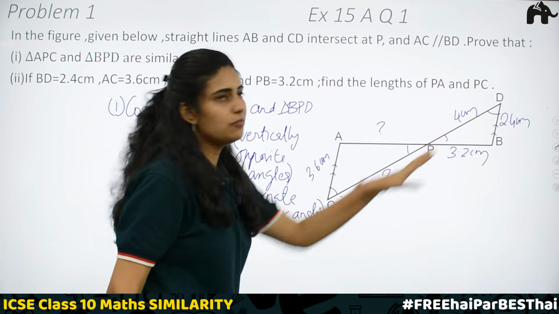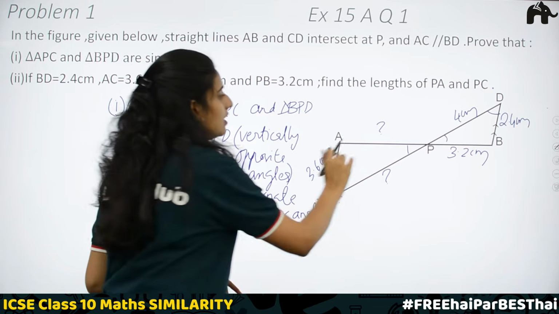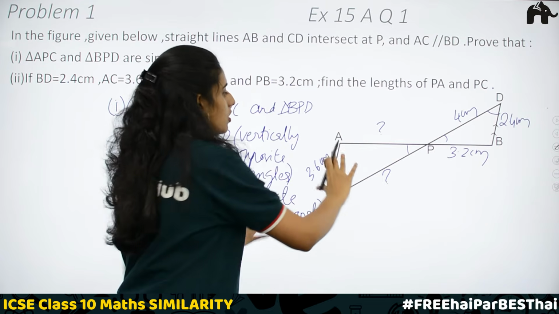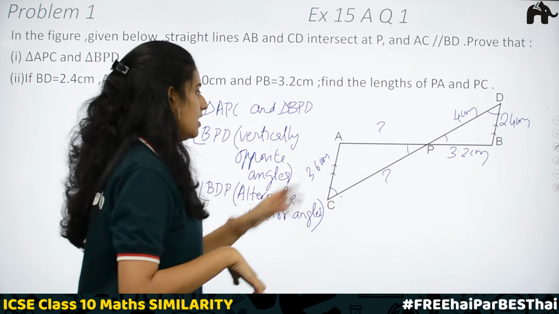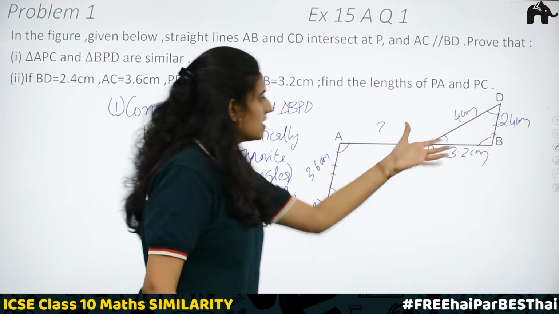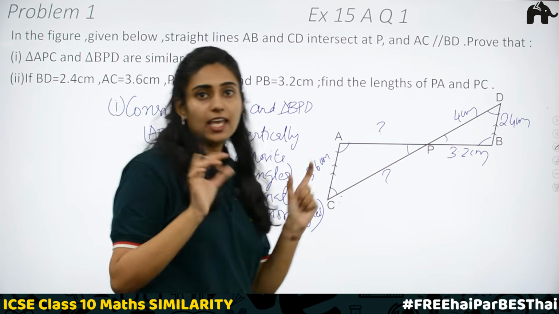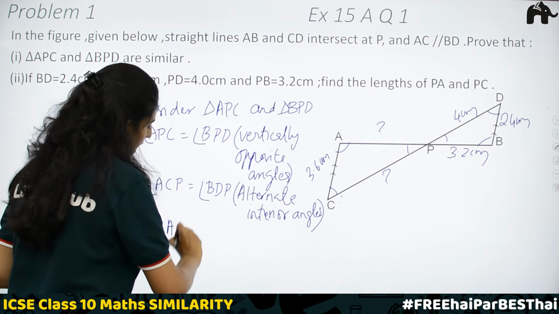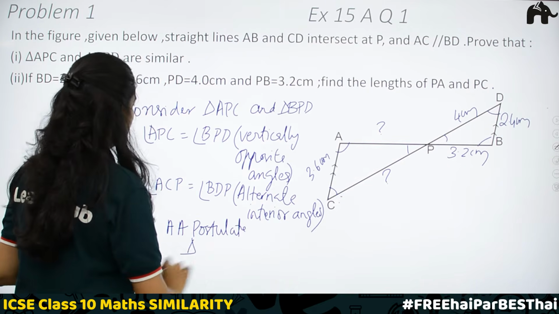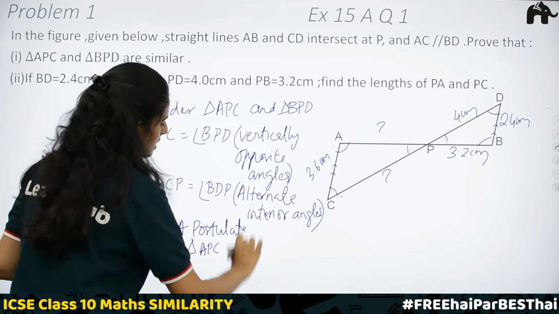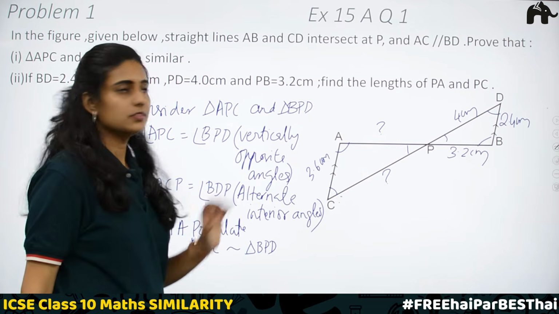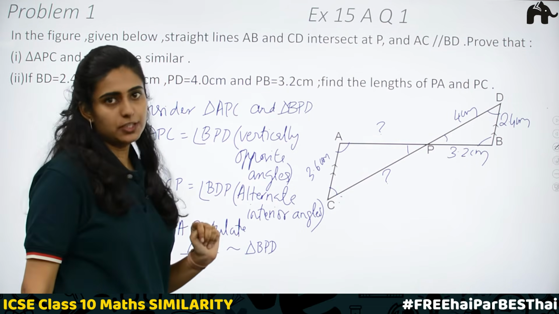If two angles are equal for two triangles, then the third angle also should be equal, because according to the angle sum property, the total sum should be equal to 180 degrees. From that property, this third angle will also be equal to this angle. It is not necessary to show these angles are equal, because AA is enough. So according to the AA postulate, we have proved that triangle APC is similar to triangle BPD. Clear? Now the second part of the question.